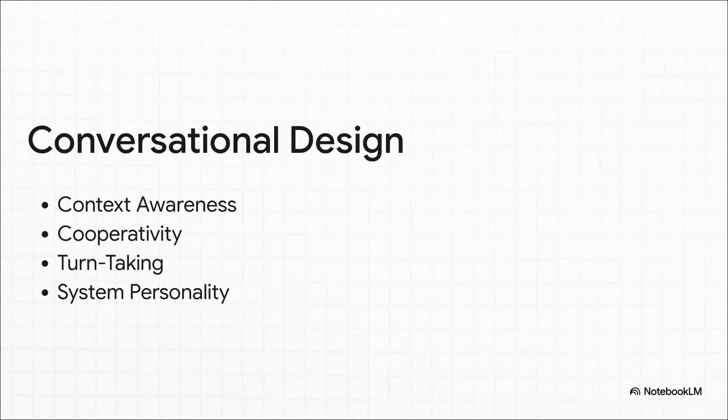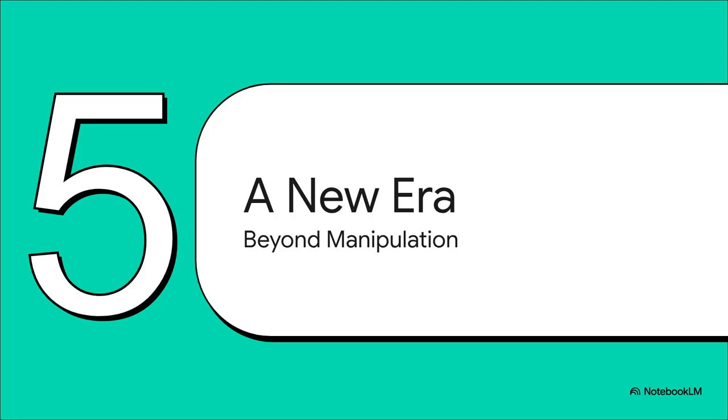And because this is a whole new way of interacting, designers have to throw out the old rulebook and write a new one. You can't design a good conversation the same way you design a good button. You have to start thinking about totally different principles, like context awareness, being cooperative, taking turns, and even giving the system a consistent personality. So, what's the big picture here? What does this all mean? We've pretty much established that having a conversation with your tech isn't just a new way to click a button. It's a fundamentally different model for how we interact.